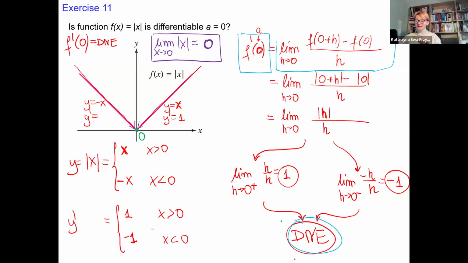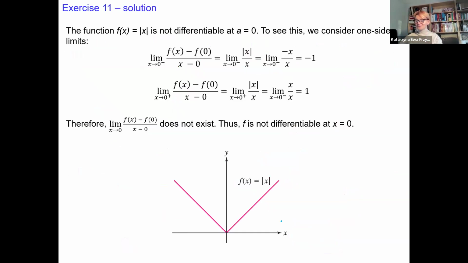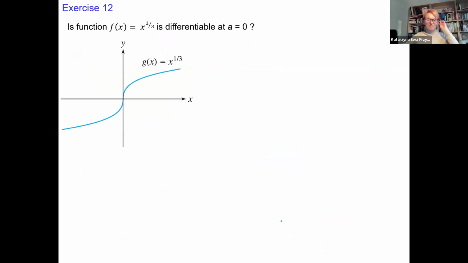Let's look at the next, this is the solution. Let's look at the next function. Similar thing. Cube root of x, taken to the power of 1/3. Is this function differentiable at 0? This is the shape. Yeah, this is one of our magic functions that we are supposed to know the shape. And I don't know if we can figure out what is happening at 0.